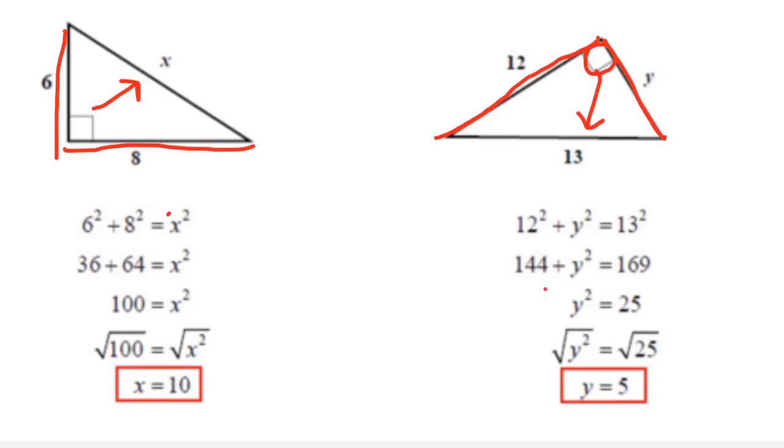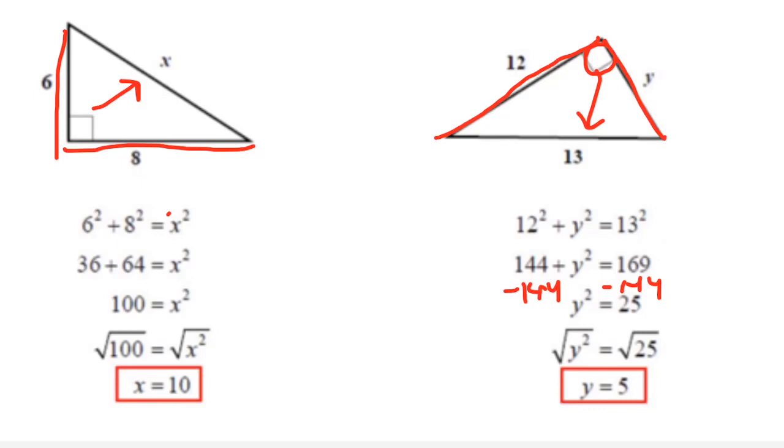I have 12 squared, which is 144, plus y squared, one of my legs, equals 13 squared, which is 169. So I have to subtract 144 from both sides to get 25, and I have y squared equals 25. Find the square root of y squared and the square root of 25, and y equals 5.